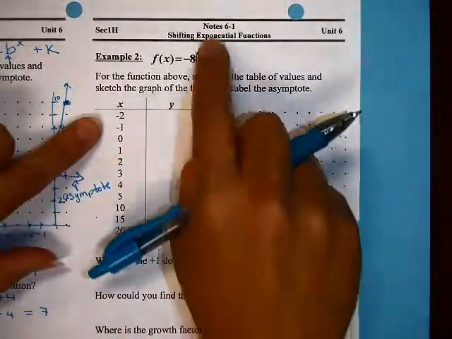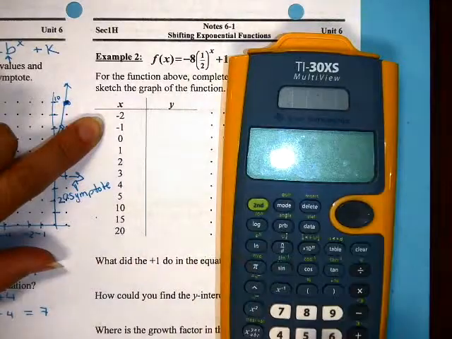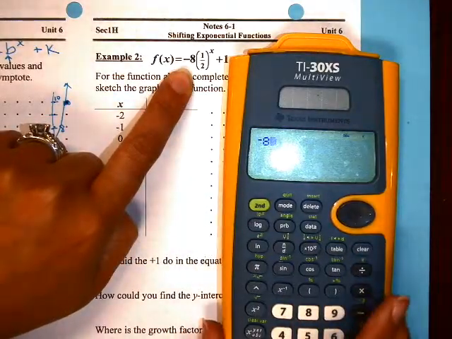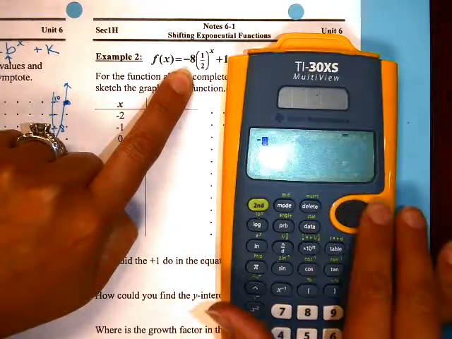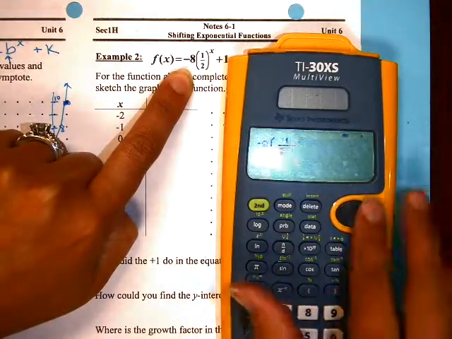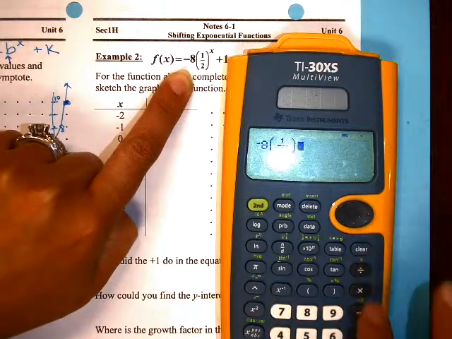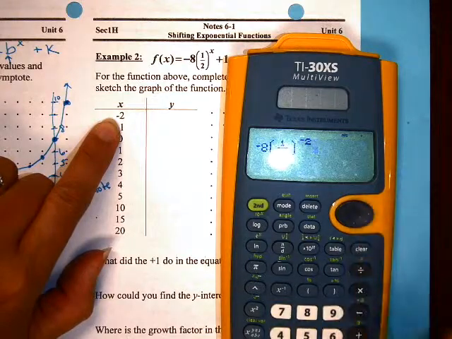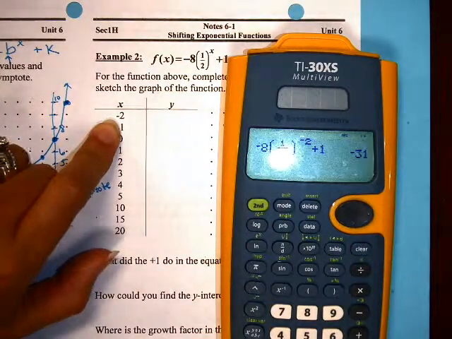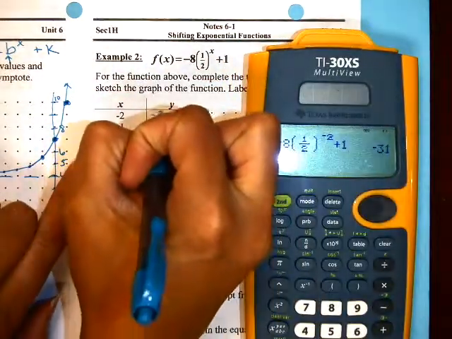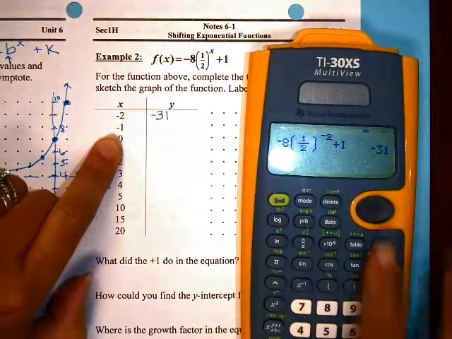Let's plug in the numbers for x and fill in our table. So this time it's negative 8 times 1/2, you can put in 0.5 if you want, and to the negative 2. If you don't have a calculator at this point, you really should go get one so you can do all this with me. Thank you. All right, so negative 31. Wow, it's a low number.